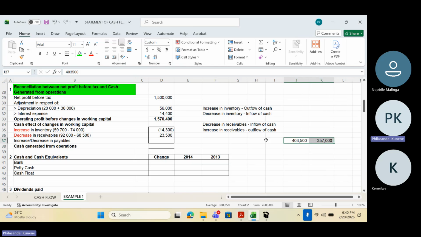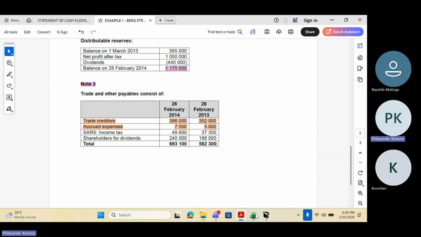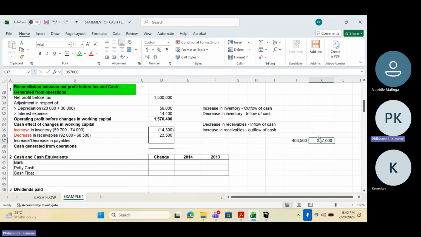You need to work out the new totals that will exclude SARS income tax and shareholders for dividends. We must always be careful of that. Even if it's trade and other receivables, sometimes trade and other receivables will have SARS income tax. So you must always exclude it, because these two, we calculate them separately.